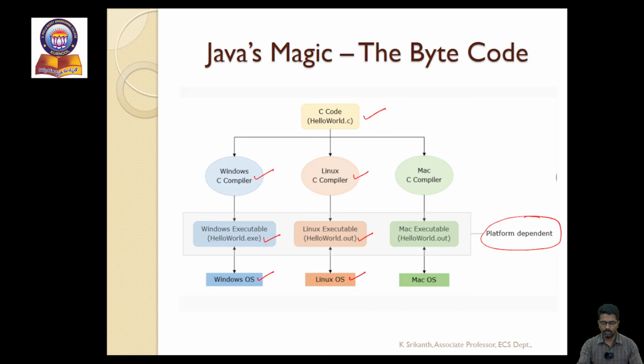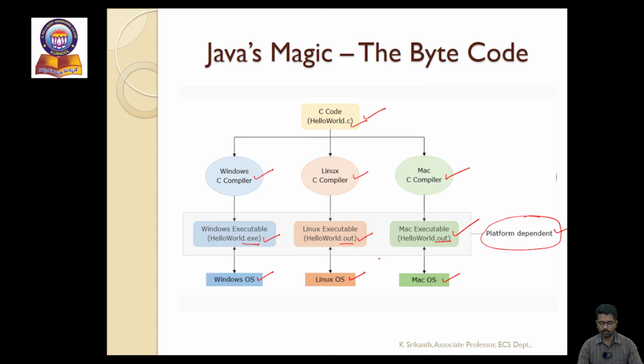The same .c file is given to the Mac C compiler. It gives a format called .out, which runs on Mac OS. If you see, for every operating system, the extension is different. So that's why the C language is treated as platform dependent, which is a drawback of the language, where we need to change the .c file to execute on different platforms.